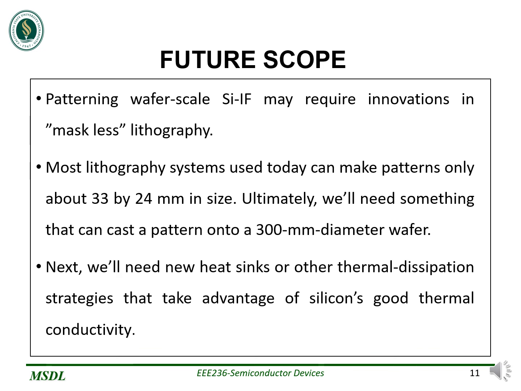Next, we will need new heat sinks or other thermal dissipation strategies that take advantage of silicon's good thermal conductivity. There is also a need for a commercially viable high-yield silicon interconnect fabric manufacturing process, and also a need for mechanisms to test bare chiplets as well as unpopulated silicon interconnect fabric.